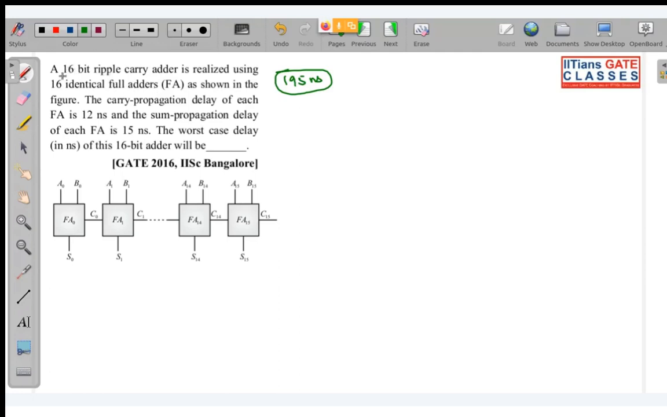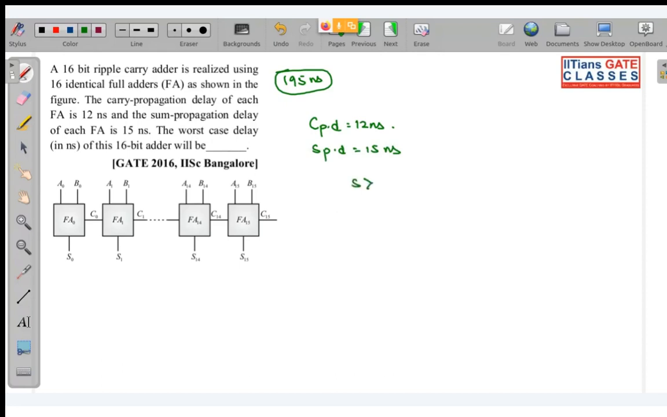So what is the question? A 16-bit ripple carry adder is realized using 16 full adders as shown in the figure. The carry propagation delay of each full adder is 12 nanoseconds and the sum propagation delay is 15 nanoseconds. The worst case delay in nanoseconds of the 16-bit adder. So it is said worst case delay.